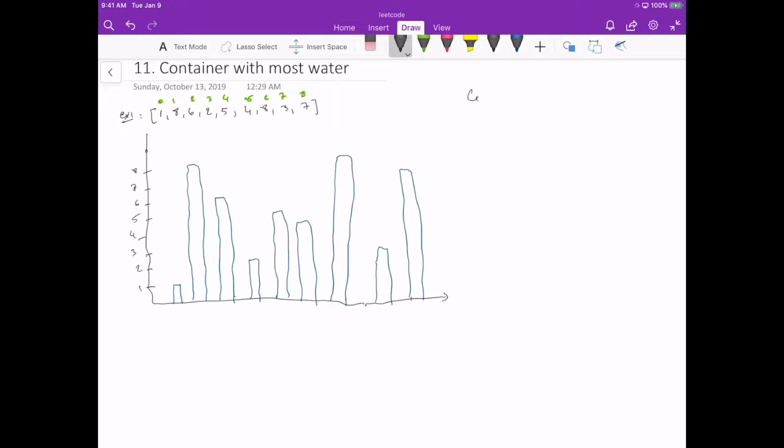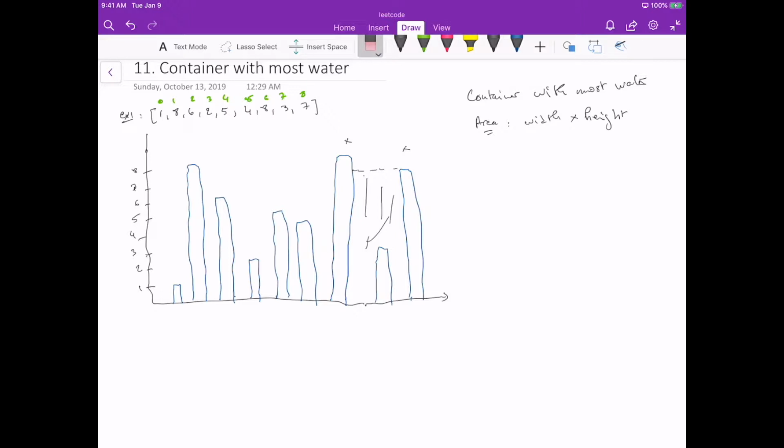So we want the container with most water. Essentially, if we had a container between, let's say, this one and this one, it would be something like this, right? And what is this section here? That's just the area of what's in between. So essentially what we are looking for is an area. And what defines an area basically? It's the width multiplied by the height, right?